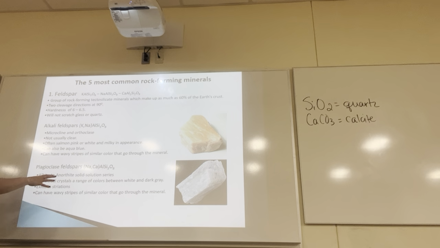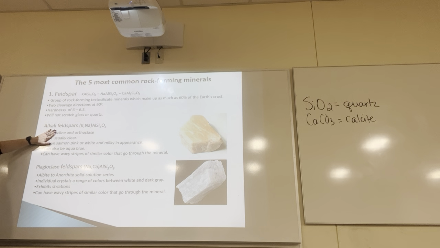The first is feldspars. Together, the alkaline and plagioclase feldspars make up the largest mineral group on Earth. So they're the group of rock-forming tectosilicate minerals which make up as much as 60% of the Earth's crust. They have cleavage in 2 directions at 90 degrees. Their hardness is between 6 and 6.5. So they don't scratch quartz usually. They're slightly softer than quartz.